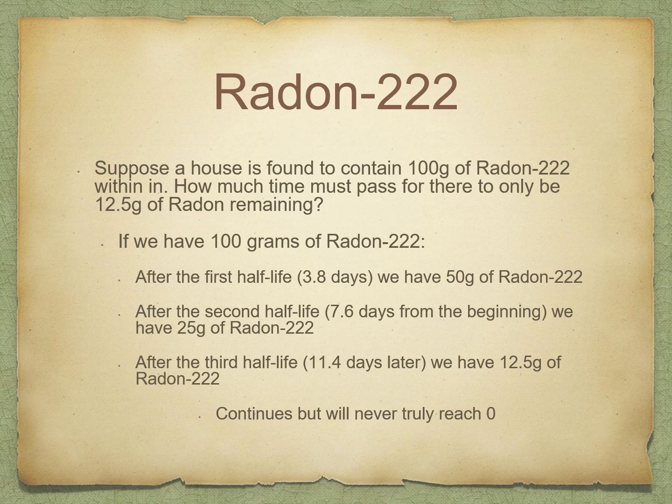After a third half-life, and again another 3.8 days, we now have half of the half of the half, so half of 25 puts us at 12.5 grams. This would put us at 11.4 days after the initial reading of this radon-222. So the half-life remains constant. It is 3.8 days, and every 3.8 days, our quantity is being halved until we only have 12.5 grams remaining. So to answer this question, it would take approximately 11.4 days for there to be 12.5 grams of radon remaining.